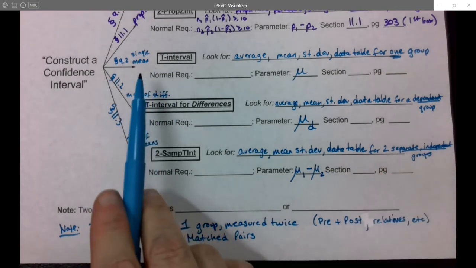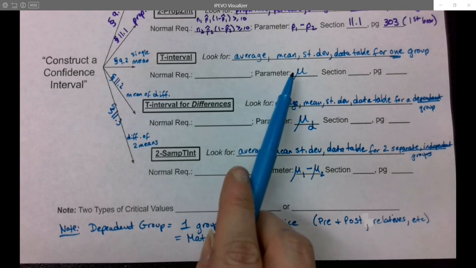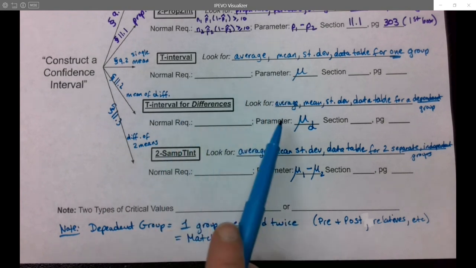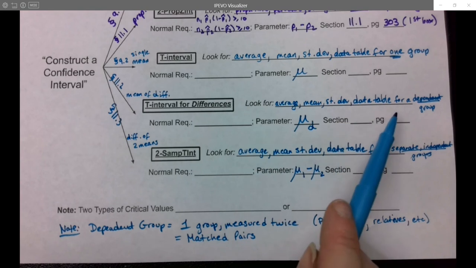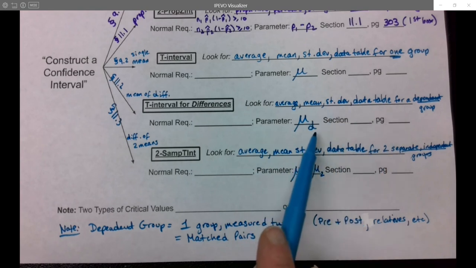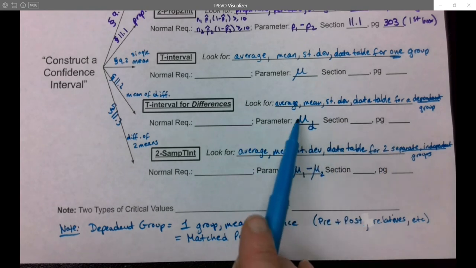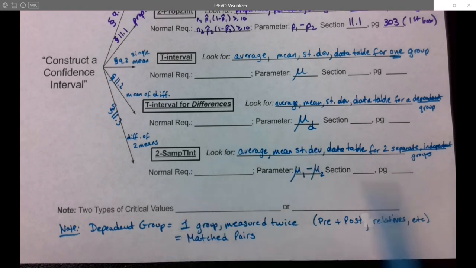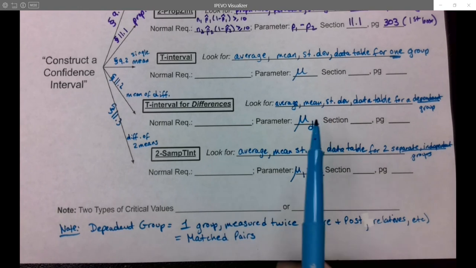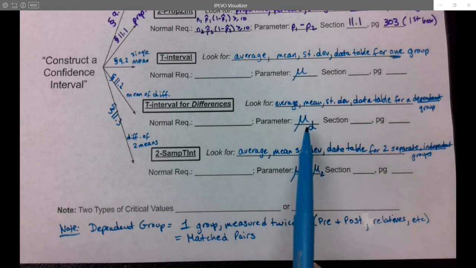So this one here from chapter 9 is a single mean. This is the mean of all the differences. So you take your dependent group and you find those differences, those d values, and you're guessing where the average is for all those differences. And then this one is group 1, group 2. They're separate from each other. What is the difference in those means? So mean of differences, difference of the means.